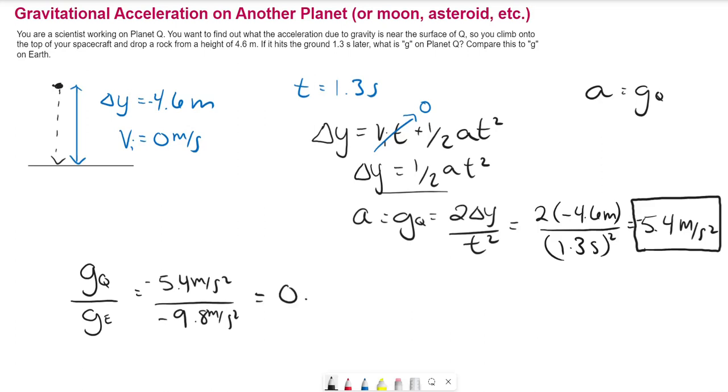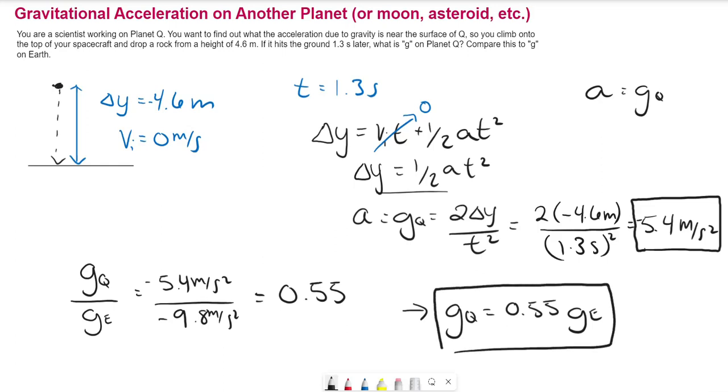And this is going to give us 0.55. So this is saying that g on planet Q is 0.55 times g on planet Earth. So let's write that as gQ equals 0.55 times g on Earth, or a little bit over half. So this is our comparison.